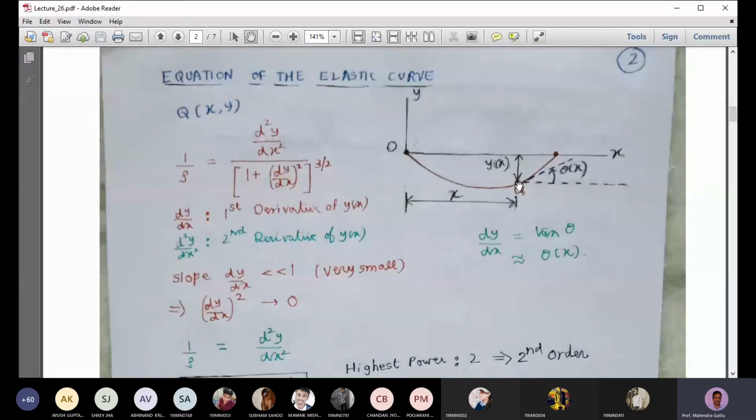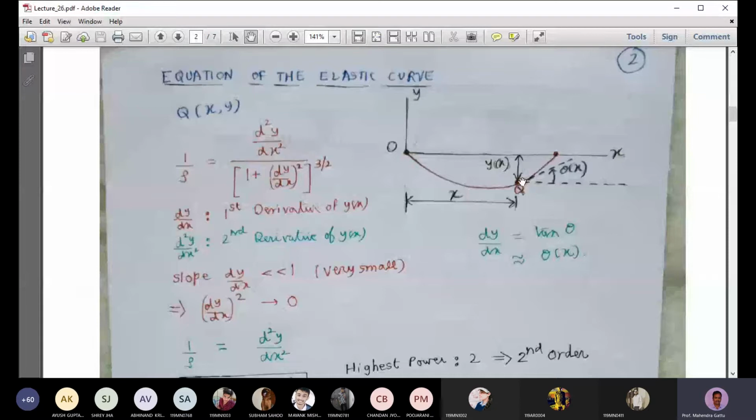It will be dy by dx. dy by dx will be tan theta of x. But if dy by dx is very small, you can write it as theta of x. So theta of x will be in radians. In that scenario, we can write dy by dx is theta of x.